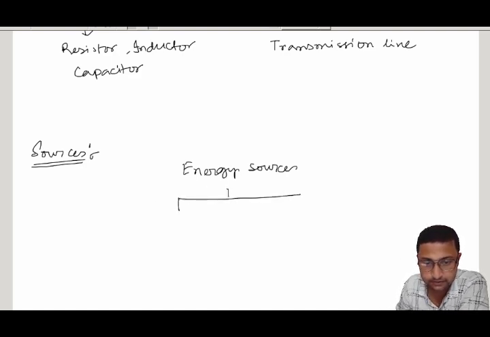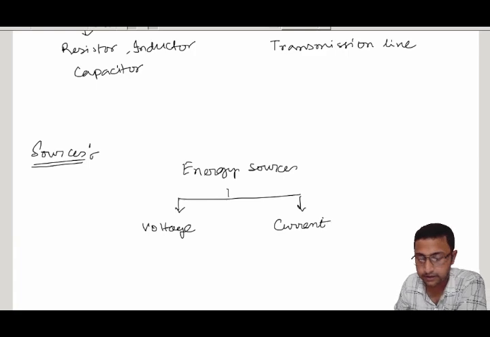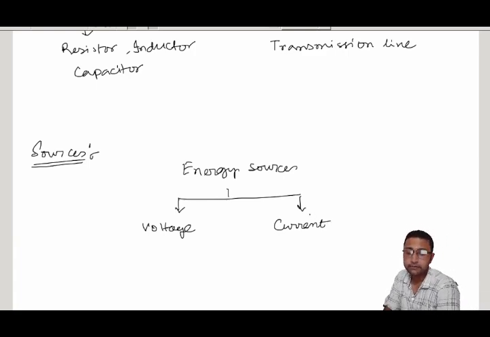The broad classification of the energy sources, which we all know is a very basic thing, is voltage sources and current sources. A voltage source means the energy source is required to create a voltage difference, basically a potential difference between the two input terminals. This is called the voltage source. And a current source means it delivers the current through an element for the operation of the circuit.